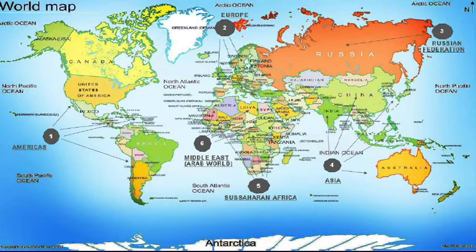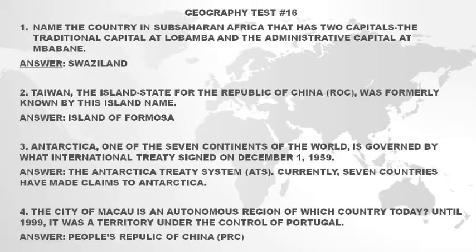The 4th region is Asia. The 5th region is Sub-Saharan Africa, all those countries below the Sahara Desert, hence its name. And the 6th region is the Middle East, which includes North Africa and Southwest Asia, and sometimes it's referred to as the Arab world. Now, based on these different regions, I compiled the 10 questions that I asked in the tests that I have given over the past 3 months. Let's go into Geography Test number 16. I'll give you the question and answer.